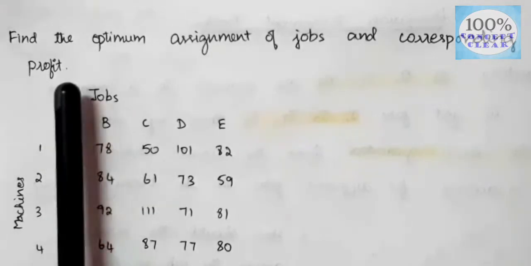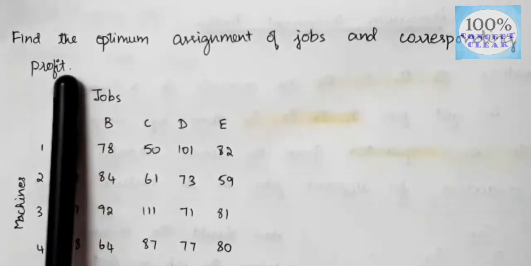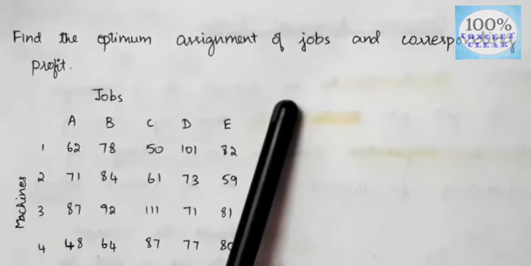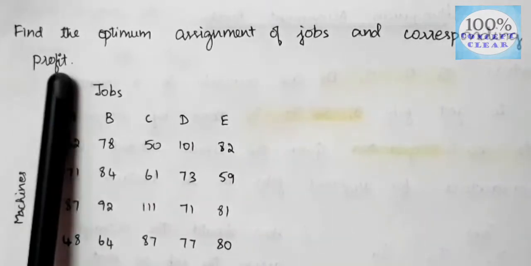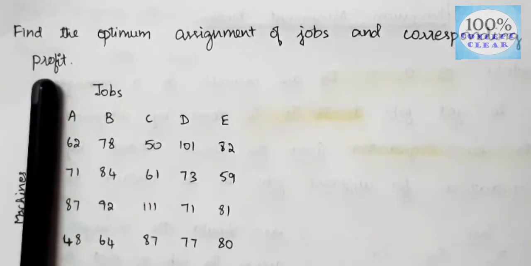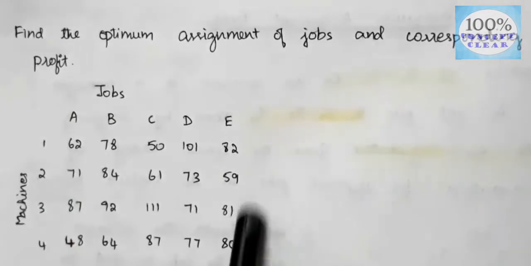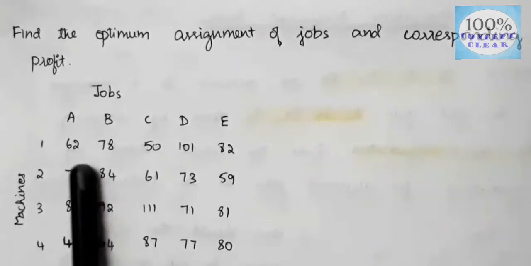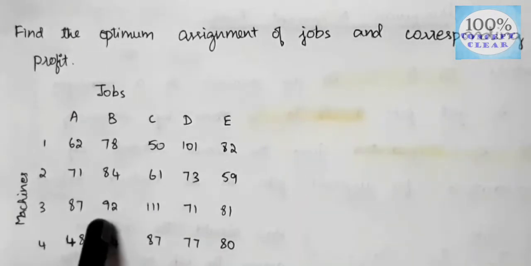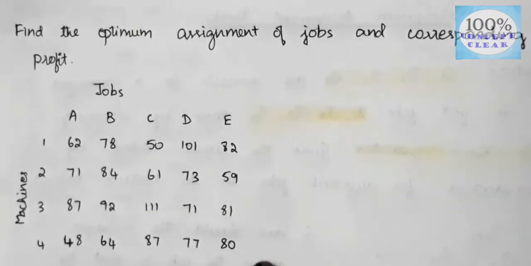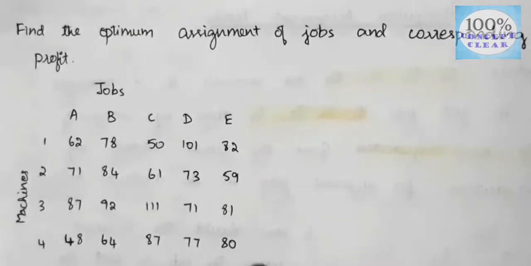In that video, I have clearly explained that always profit should be in maximum. By seeing the single word profit itself, we can find that all the given elements here represent profit. Hence, the given sum is maximized type. Let's solve this problem with the algorithm.